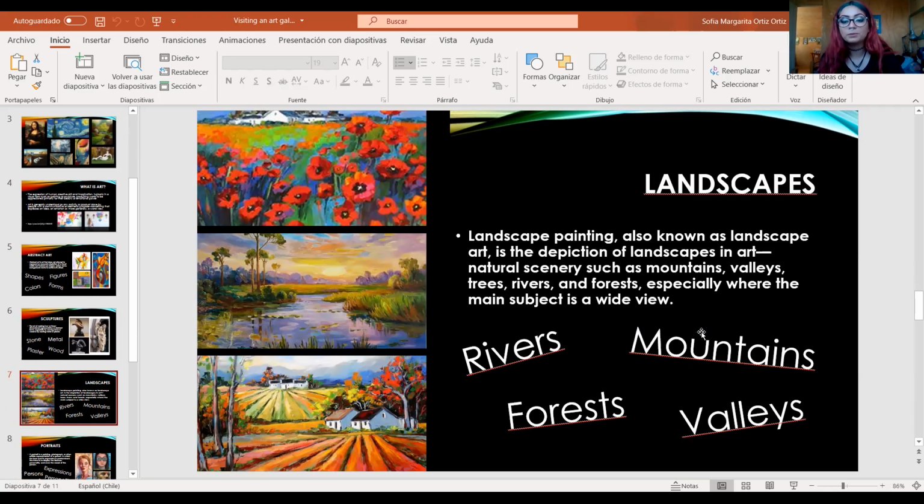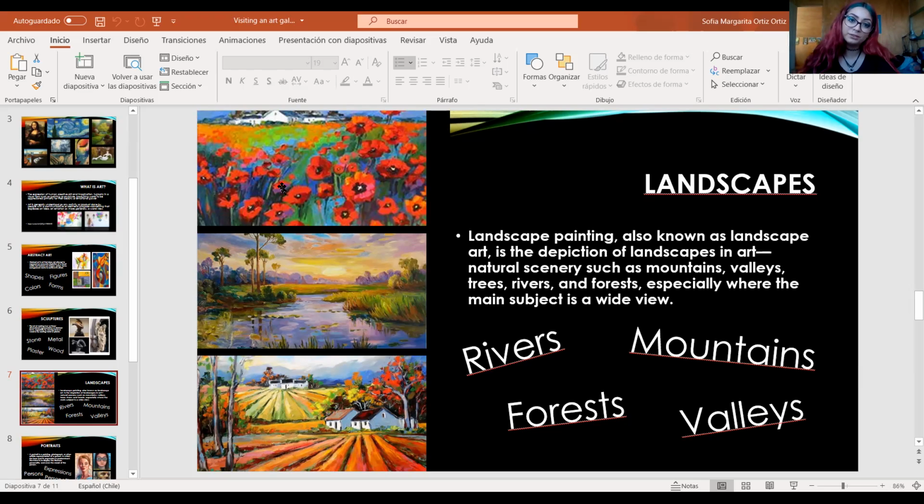The third one, we have landscapes. I love landscapes. So it is the depiction of landscapes in art. Natural scenery such as mountains, valleys, trees, rivers, and forests, especially where the main subject is a wide view, right? So you can see a lot of nature, right? You can see rivers or mountains, forests, valleys, maybe trees, flowers, right?